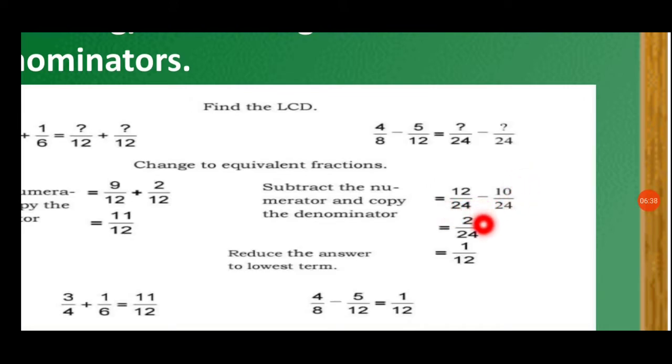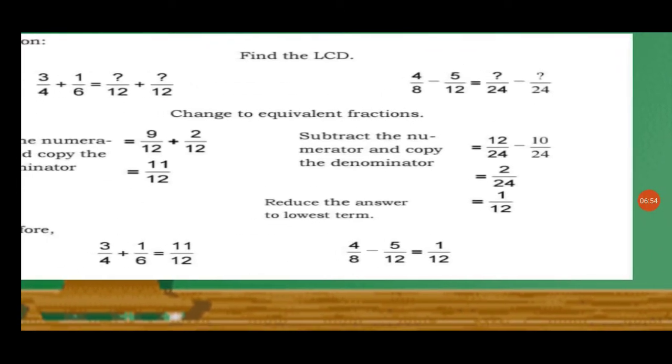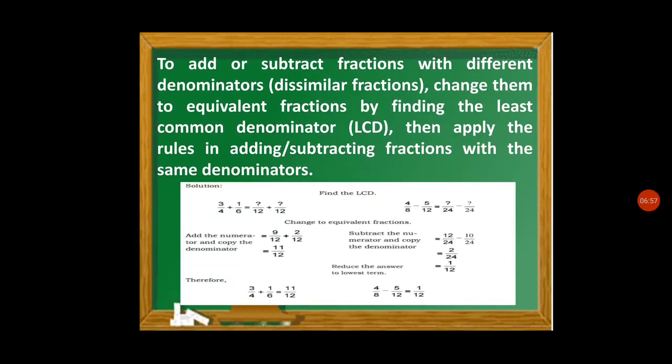Therefore, the answer is 2 over 24, because we have to copy the denominator, which is 24. So 2 over 24 becomes 1 over 12, because 2 divided by 2 is 1 and 24 divided by 2 is 12. Therefore, we can say that 4 over 8 minus 5 over 12 is equal to 1 over 12.